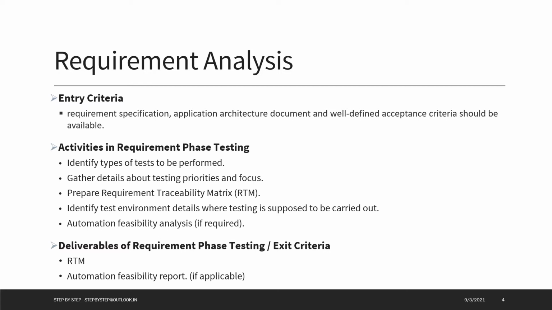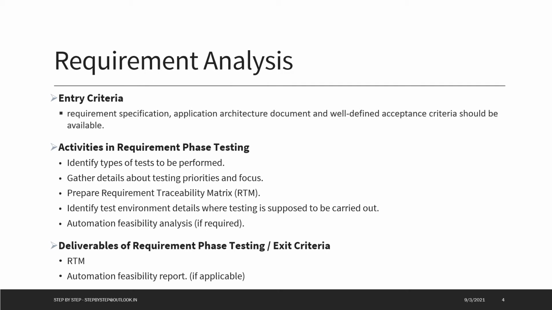Then prepare the requirement traceability matrix. The requirement traceability matrix should be there because you need to trace whether each and every requirement is tested. Then identify test environment details where testing is supposed to be carried out. So you need to identify on which environment the required testing is to be carried out. And then automation feasibility analysis if required. Sometimes we go for automation, so that feasibility needs to be done, whether the particular test cases will be automated or not. And then what will be the exit criteria actually.